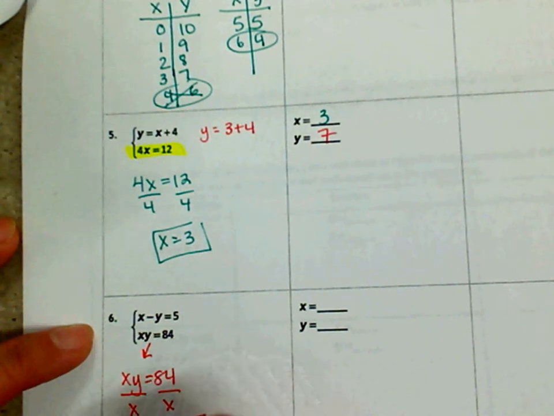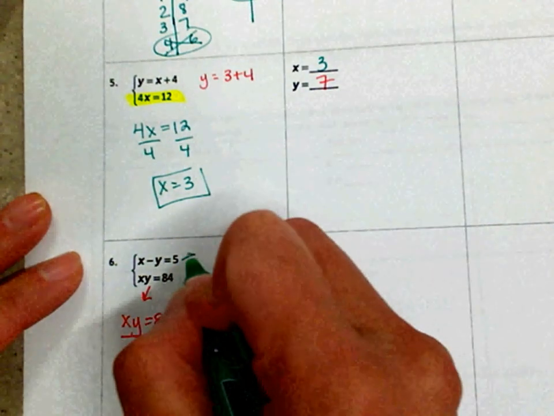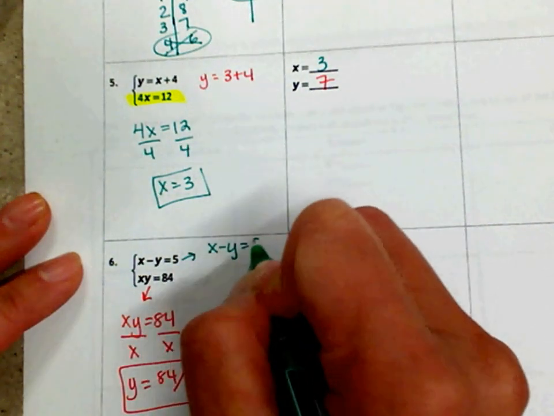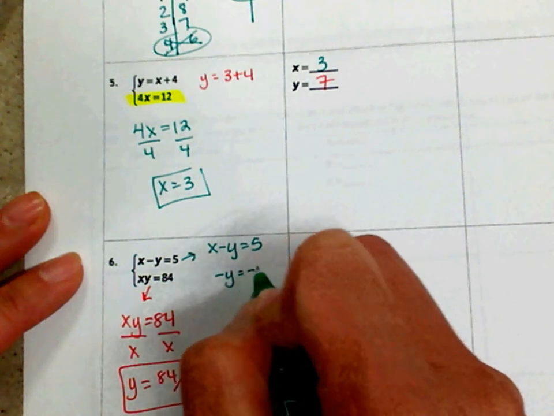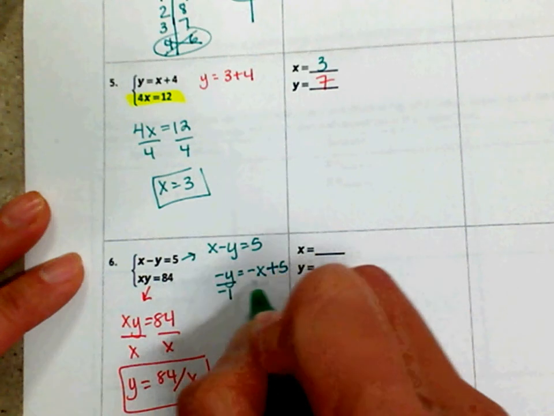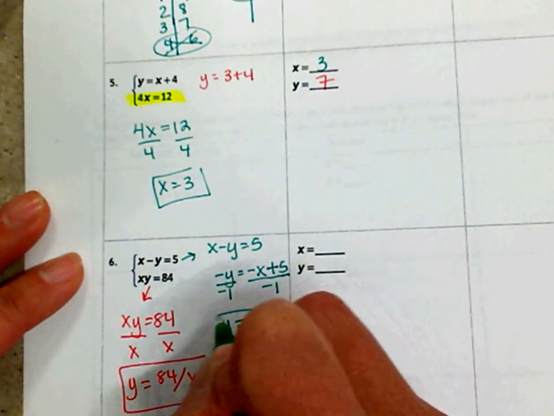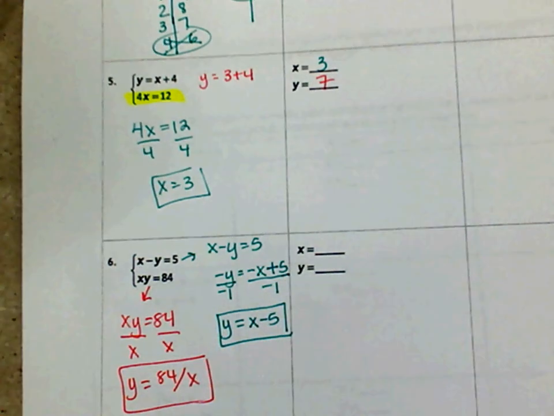This one right here, x minus y equals 5. Negative y equals negative x plus 5. Remember how you're solving? Divide everything by negative 1, so y is equal to x minus 5. Plug that in the calculator. Slope intercept, easiest form to use. Calculators can help you. Okay? All right, that's pretty much your assignment.